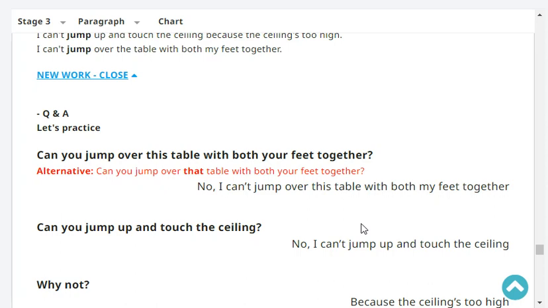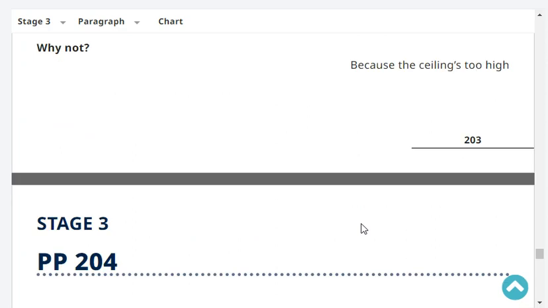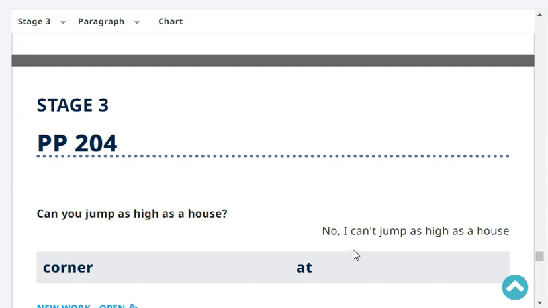Can you jump up and touch the ceiling? No, I can't jump up and touch the ceiling. Why not? Because the ceiling's too high.